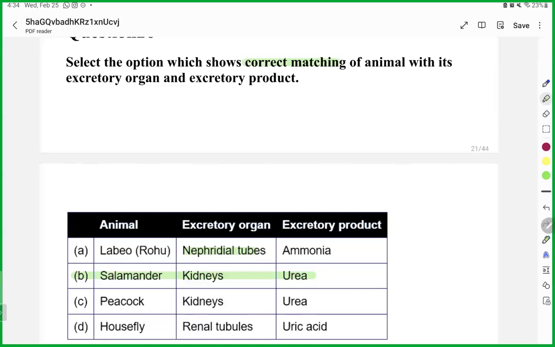Peacock have kidney and produce urea, is this correct? No, sir, this is uric acid. This is wrong. Last, housefly, renal tubule and uric acid. Sir, Malpighian tubule. Exactly, Malpighian tubule. So in case of salamander, there is proper kidney and it produces urea. In fish and amphibians, you have mesonephric kidney. If you see birds and mammals, we have metanephric kidney, a more advanced kidney.